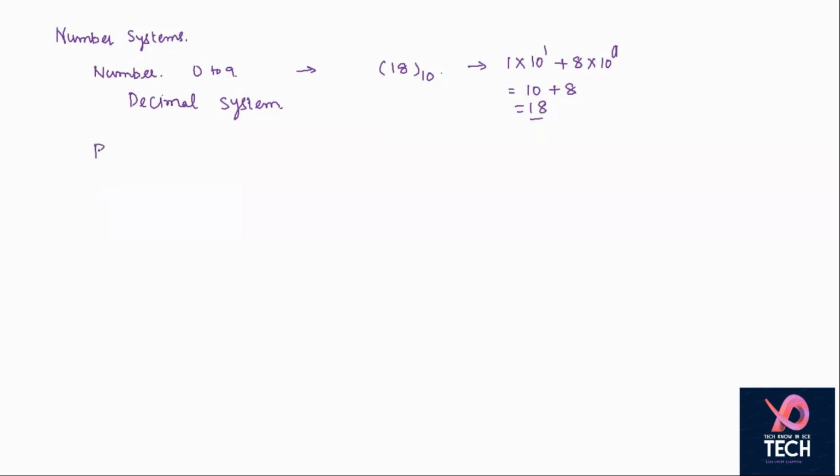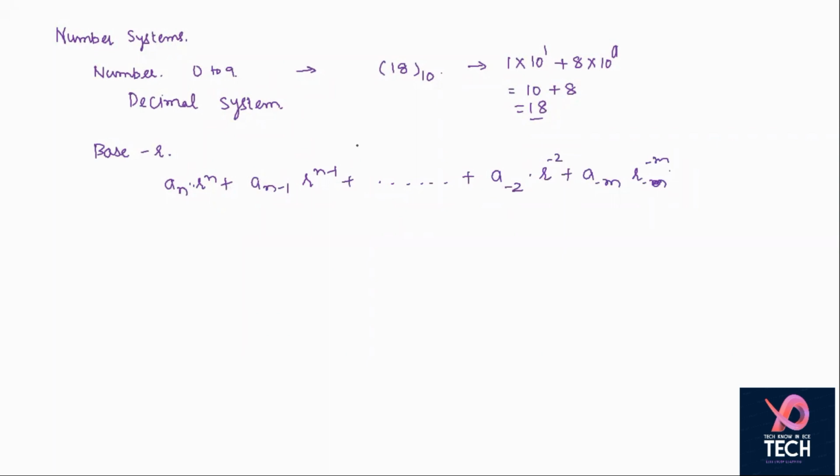If you have a base R, then your number is like this: a_n R^n plus a_(n-1) R^(n-1) plus, and so on, a_(-2) R^(-2) plus a_(-m) R^(-m), and so on. So this is how your numbers are represented.